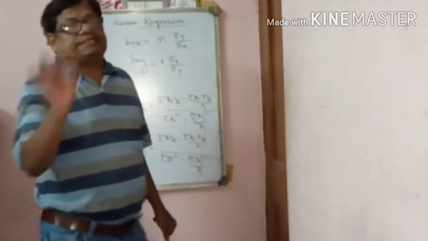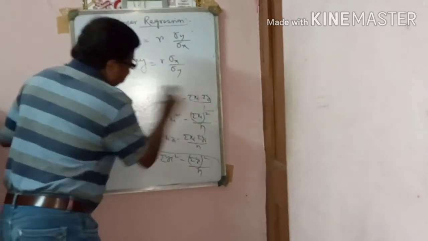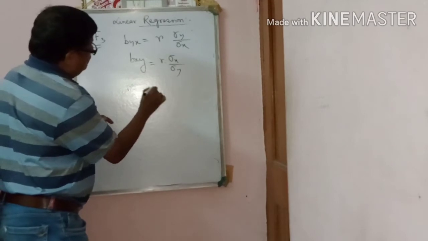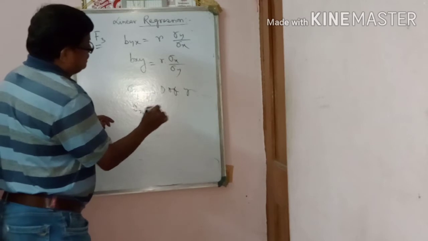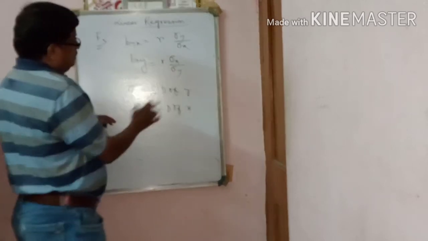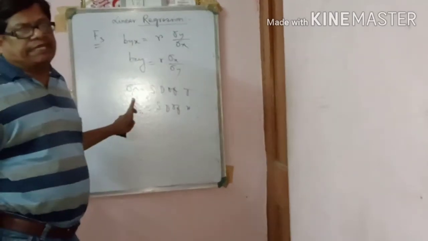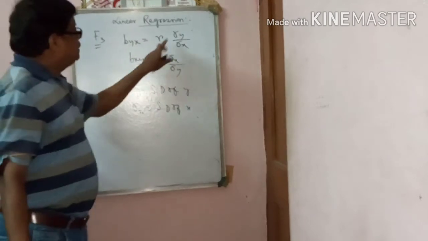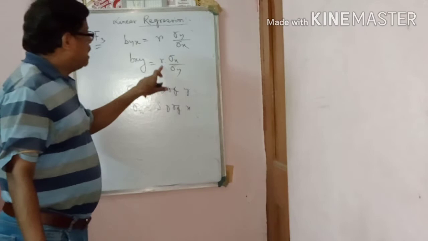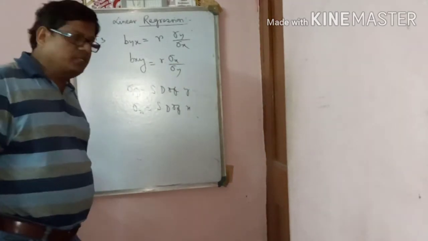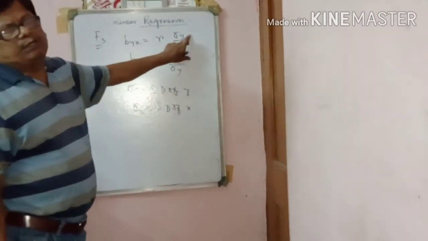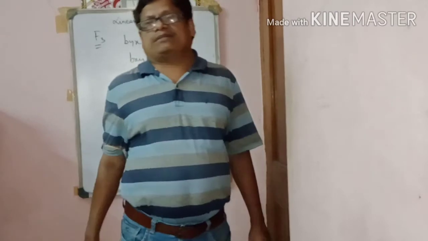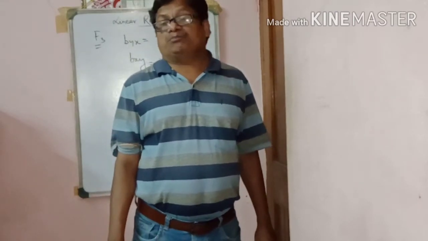Sigma y means standard deviation of y, and sigma x means standard deviation of x. You have to remember this. So byx equals r into sigma y by sigma x, and bxy equals r into sigma x by sigma y. Here the correlation coefficient is already given, and the standard deviations of x and y are also given. Everything is given. Find byx and bxy.